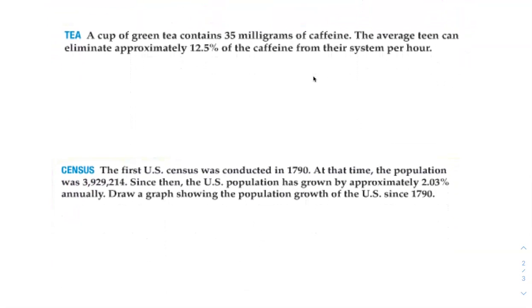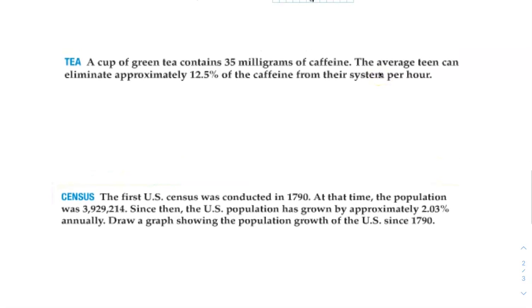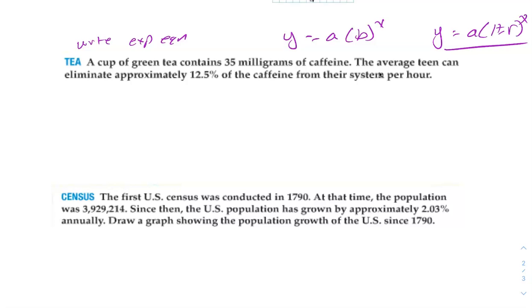A cup of tea contains 35 milligrams of caffeine. The average teen can eliminate approximately 12.5% of caffeine from their system per hour. I think they want me to come up with an equation. Okay, so I should have said that: write an equation. Which means we're going to write y equals a b to the x, or more notably, y equals a times (1 plus or minus r) to the x, right? That's when we have an exponential equation.